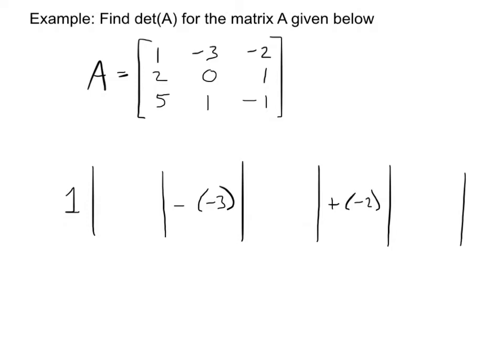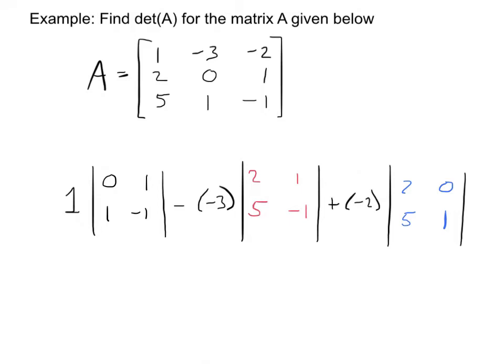Okay? So for the 1, it's supposed to be 0, 1, 1, negative 1. For the 3, it's supposed to be 2, 1, 5, negative 1. And for the negative 2, it's supposed to be 2, 0, 5, 1.